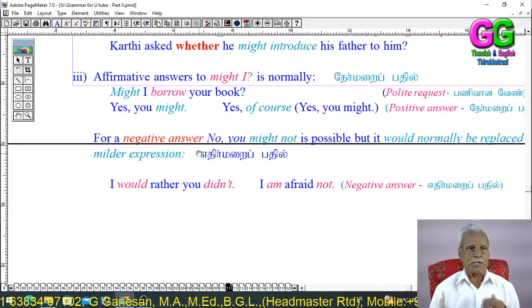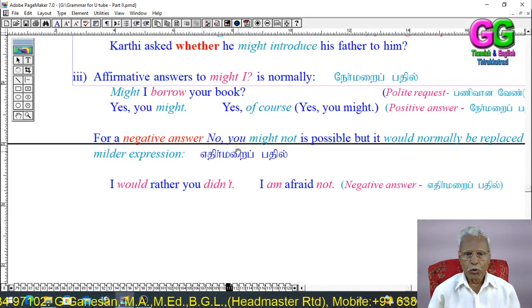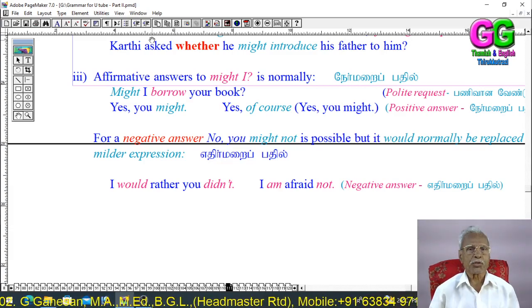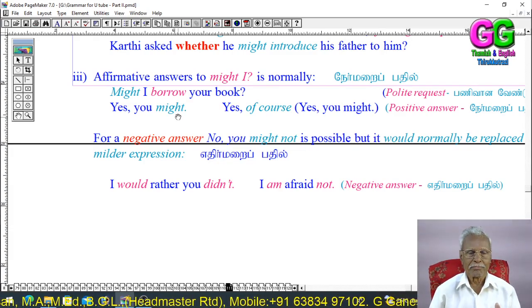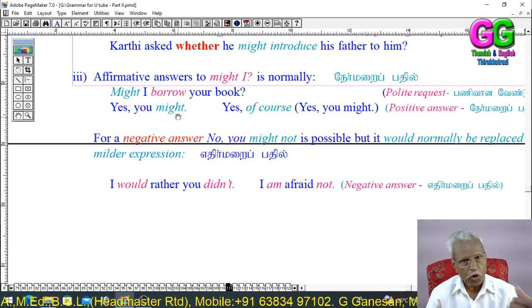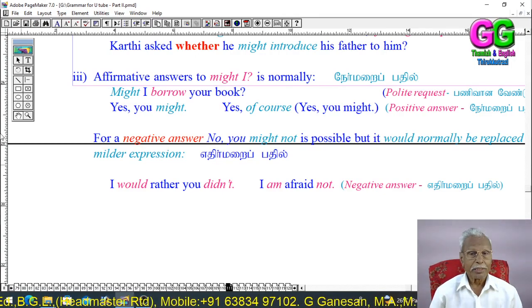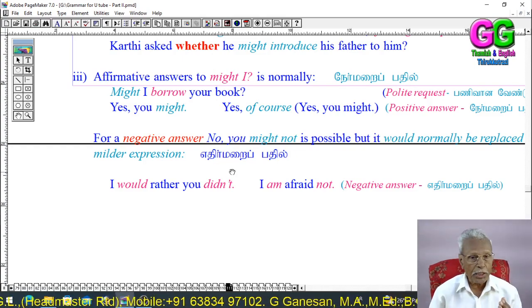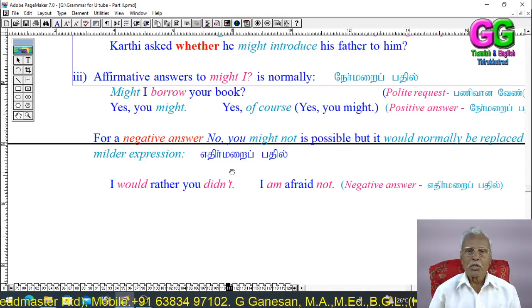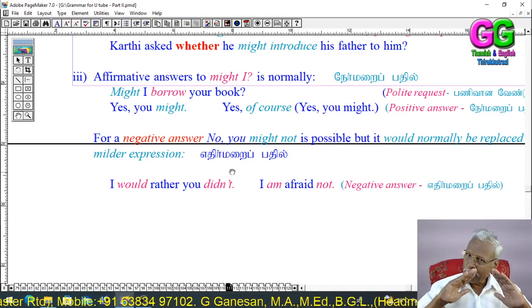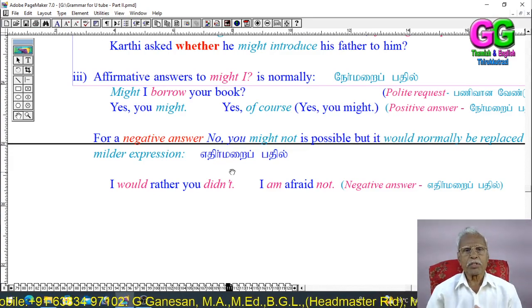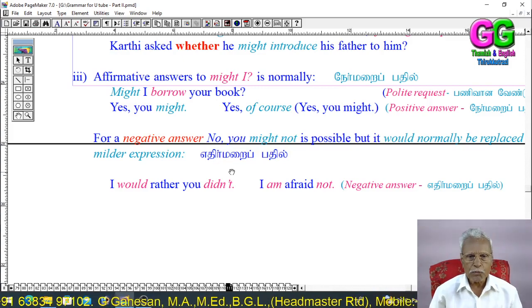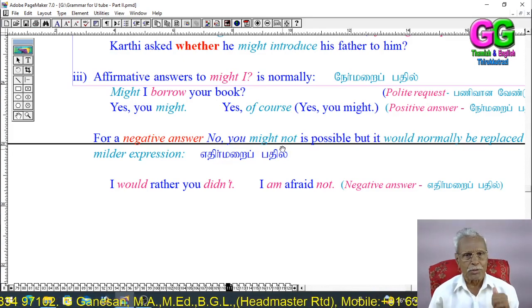For a negative answer, no, you might not. So the positive answer is yes, you might. It is normal and formal. But here the negative answer is, you can say no, you might not. But in the ordinary uses, in the daily use, this form of no, you might not is not used.